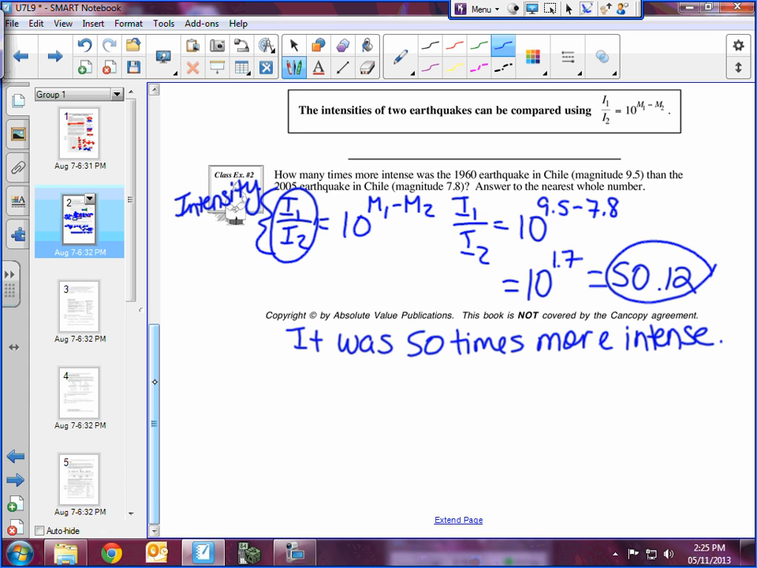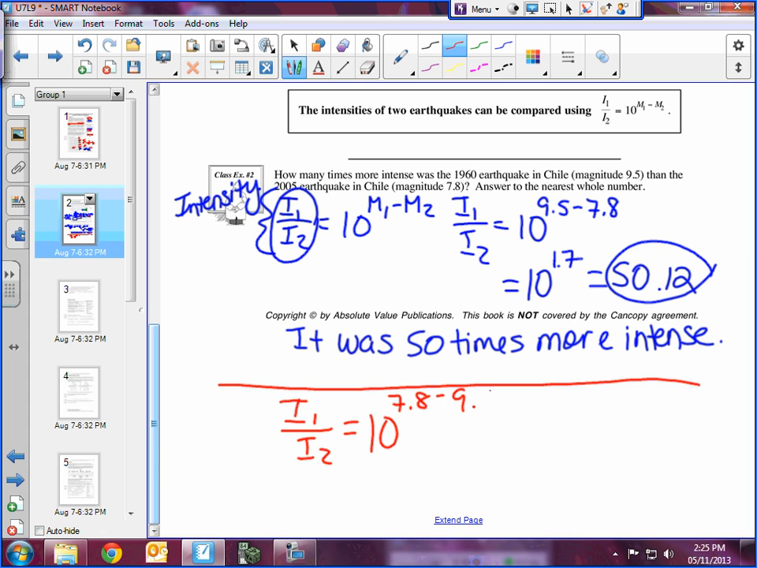So if it mentioned the 2005 Chile earthquake first, it would be the same setup, except your M1 and your M2 would just switch. So it'd be 10 to the 7.8 minus 9.5. That's the only difference. So whatever one's mentioned first would be your M1. Okay. Is everyone okay with that so far?